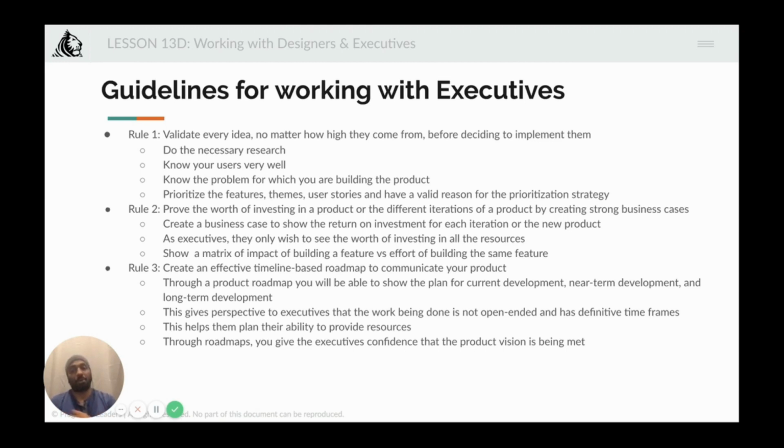Okay. And rule number three, create timelines. Okay. And communicate them frequently. It's important to create this effective timeline based roadmap to communicate your product. Reason being that business stakeholders typically or executives work better with timelines. They want to understand when are they going to get their this new and shiny product, so that they can start thinking of how to sell it as soon as possible.